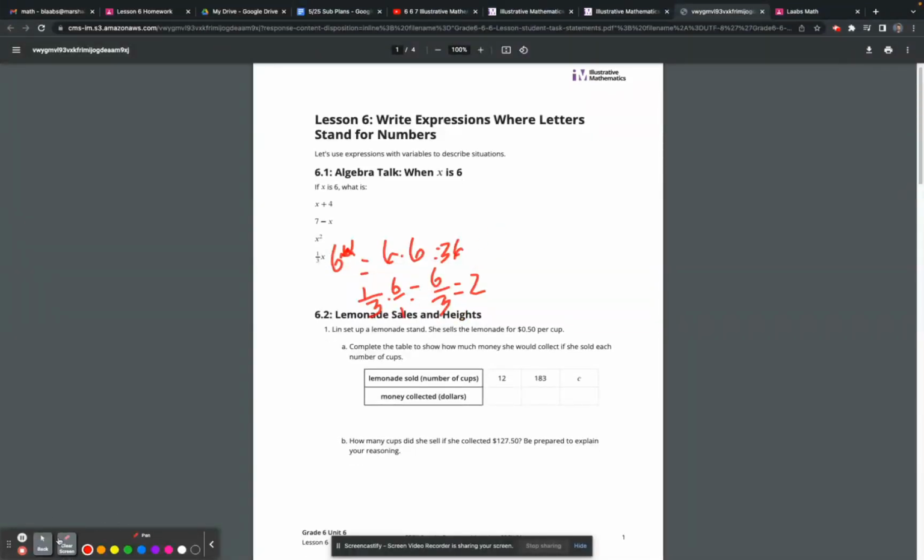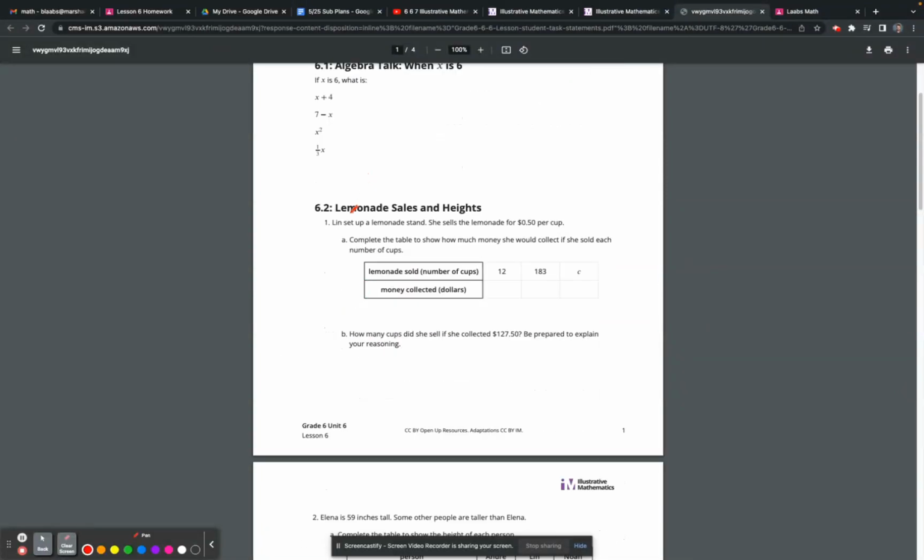Lemonade sales and heights. Lynn set up a lemonade stand. She sells lemonade for 50 cents a cup. Complete the table to show how much money she would collect if she sold each number of cups. So we have to think what we would have to do: 50 cents per cup, and figuring out the total money she would make if she sold this many cups.